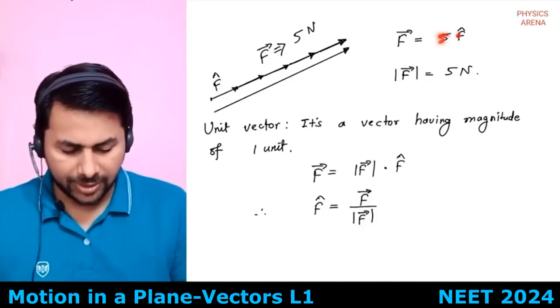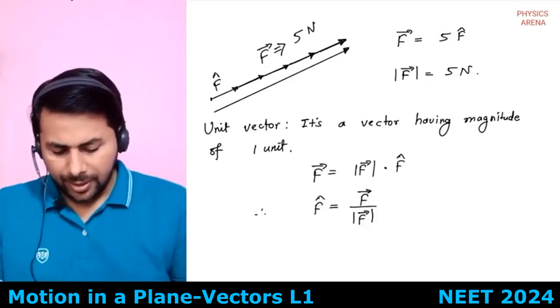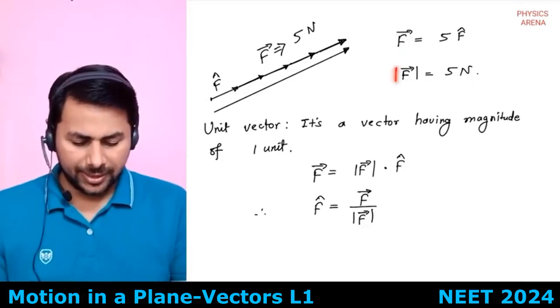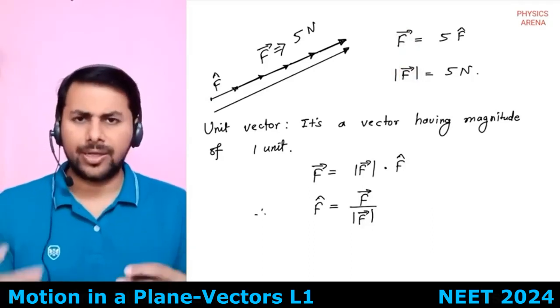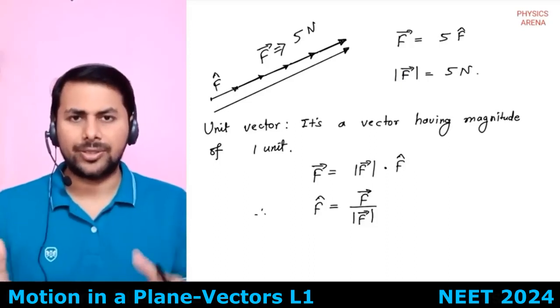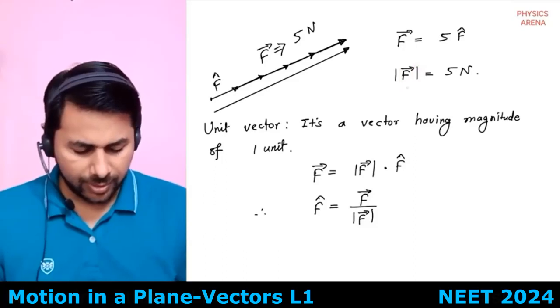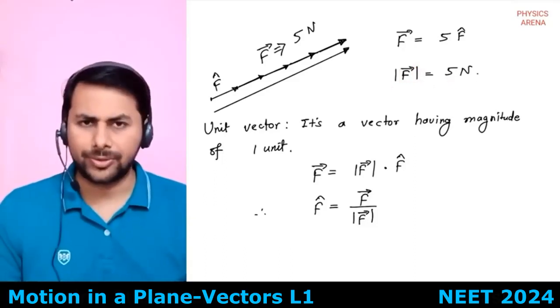So it is 5 times f cap. Okay, and what is the magnitude of this f bar? Magnitude is written like this: you keep that vector quantity in an absolute value symbol. This represents the magnitude. So the magnitude is equal to 5 newtons.